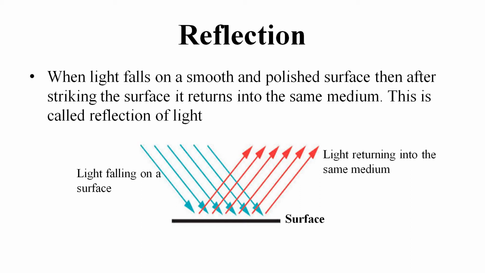Reflection of light. When light falls on a smooth and polished surface, then after striking the surface, it returns into the same medium. This is called reflection of light. For example, students, in this picture, we can see that first light falls on a surface. And after striking the surface, light returns into the same medium. So, this is an example of reflection of light.